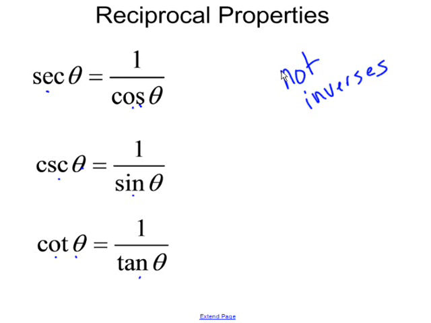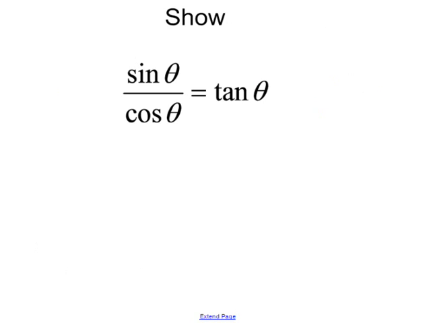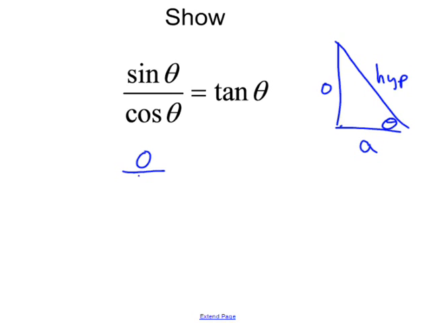All right, now we're going to look at the quotient properties. We're going to start with the idea that sine theta over cosine theta equals tangent. We're going to use SOHCAHTOA to prove this. So we know, looking at a right triangle, that if this is the opposite side, this is adjacent, this is the hypotenuse, then sine is opposite over hypotenuse, and cosine is adjacent over hypotenuse.